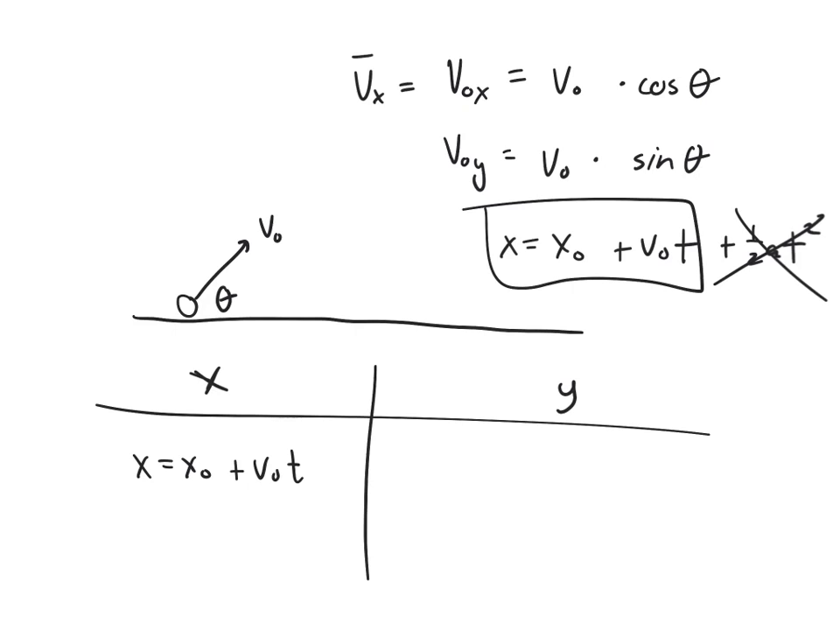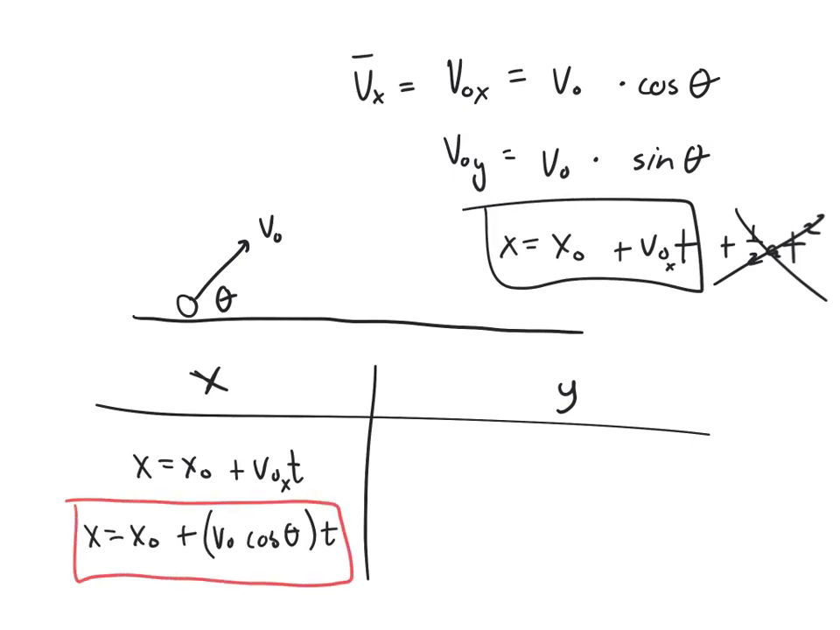Okay. And again, V0 in the x direction is specifically V0x. So let's start using double subscripts where possible. So this will become x equals x0 plus V0 cosine theta times t. Again, I'm simply replacing the definition of V0x with V0 cosine theta. Let's circle this, box it, whatever you want to do, but this is the only formula you're going to use in the x direction.